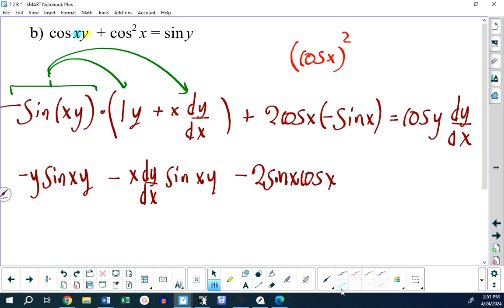I mean, you could put sine 2x there, but what's to be gained by doing that? You could. Equals cos y dy/dx.